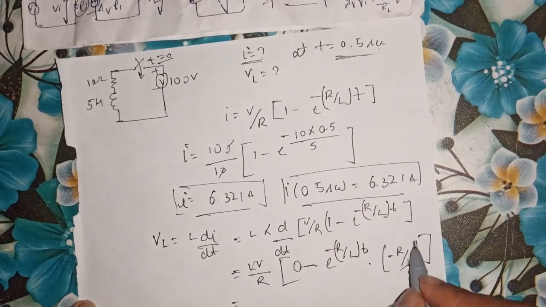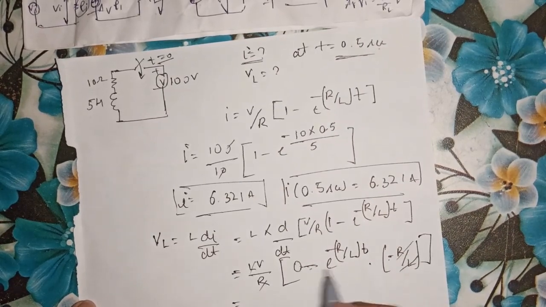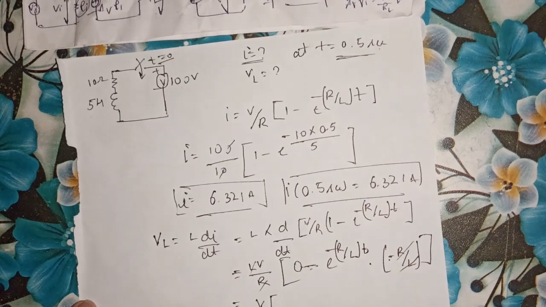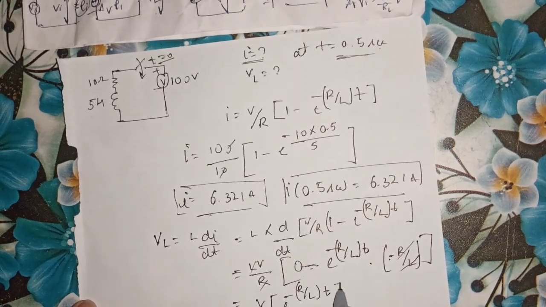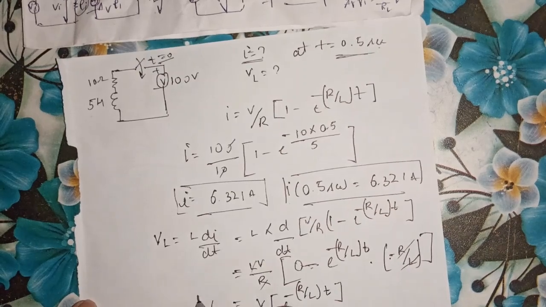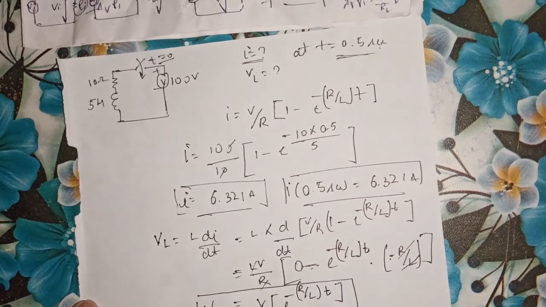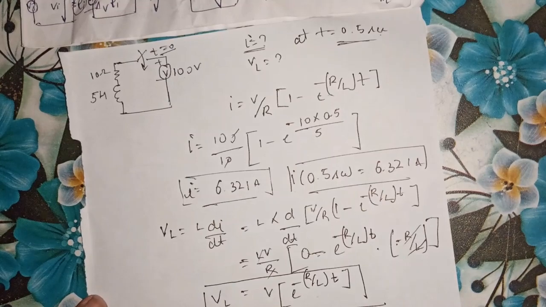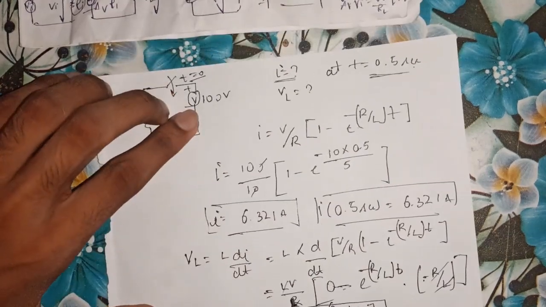So R cancels, and minus into minus will be plus. So we'll be left with V into e power minus R by L into t. So this is the equation of voltage across the inductance, V_L, which is equal to V, where the voltage value is the 100 volt source.